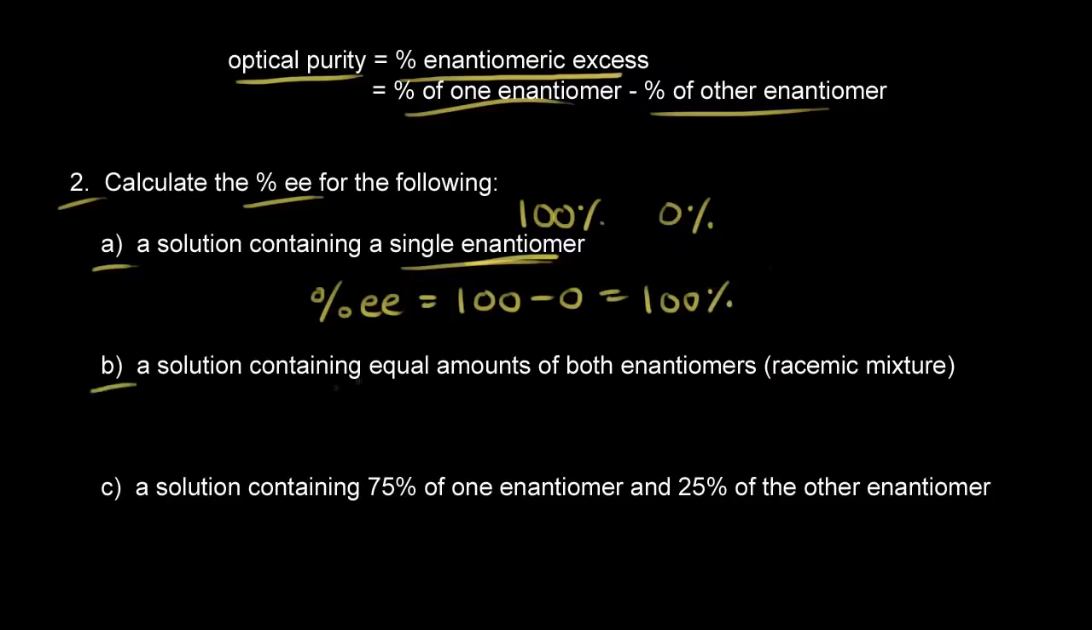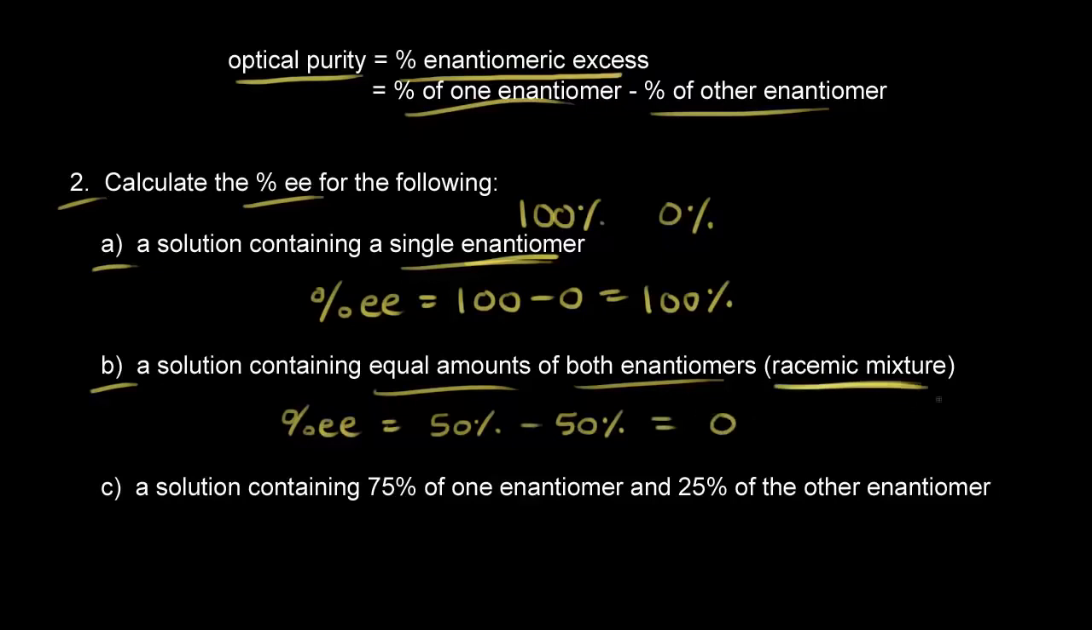For part B, let's do this for a solution that contains equal amounts of both enantiomers. When that happens, it's called a racemic mixture. So if we have equal amounts of both, that must mean we have 50% of one enantiomer and 50% of the other. So the percent enantiomeric excess would be equal to 50 minus 50, which of course is equal to 0. So this has an optical purity of 0%, and a racemic mixture is not optically active. You get a net rotation of 0 if you have equal amounts of both enantiomers.